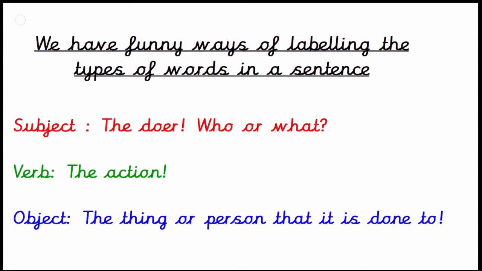Now, when we are talking about grammar, we have a funny way of labelling different words in the sentence. We have a subject. Now, your subject is the person who is doing in the sentence. Every clause has a subject and a verb. Always someone or something that is doing something. The verb is the action. It's what is being done. And the object is the thing or the person that it's being done to. So we're going to look at some examples now.